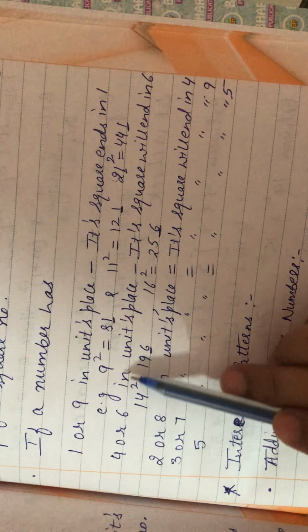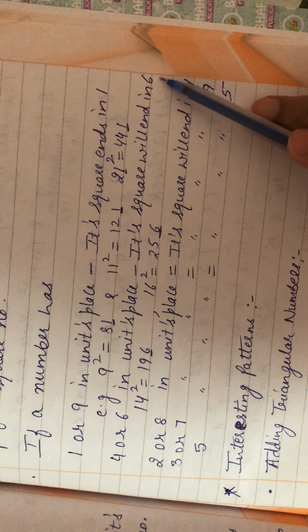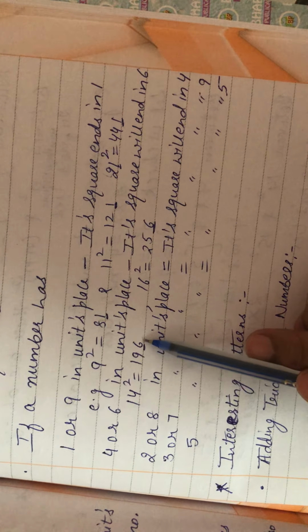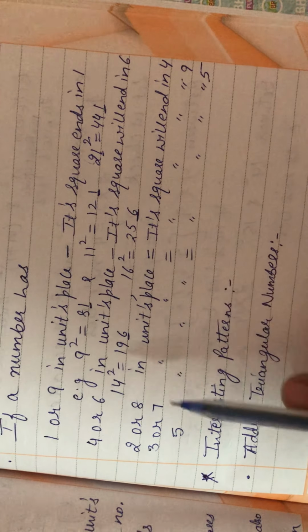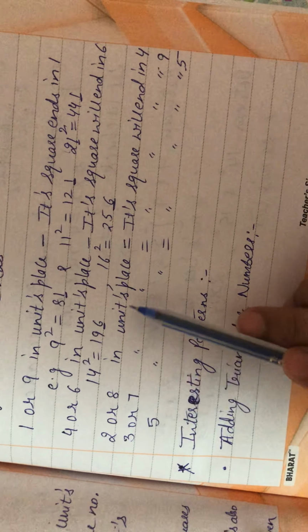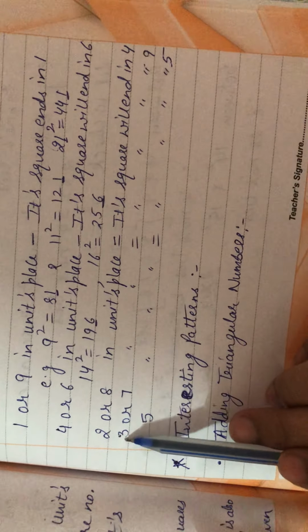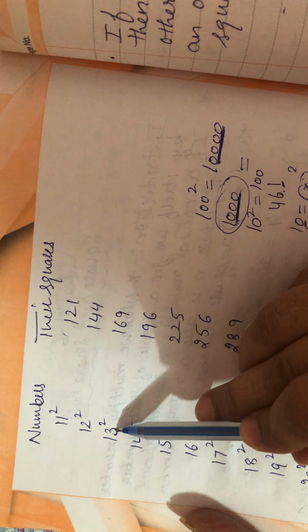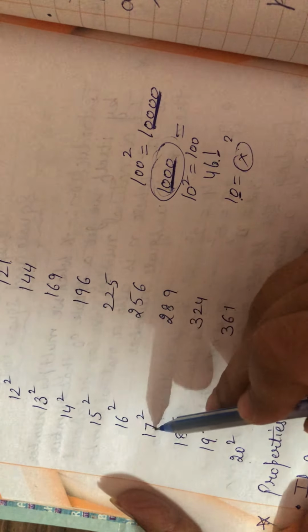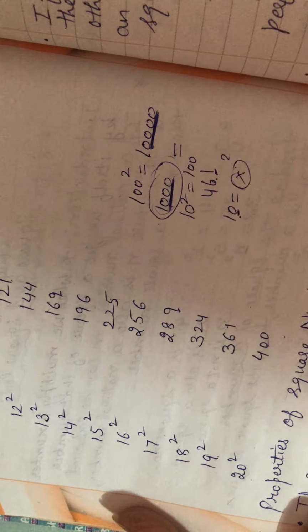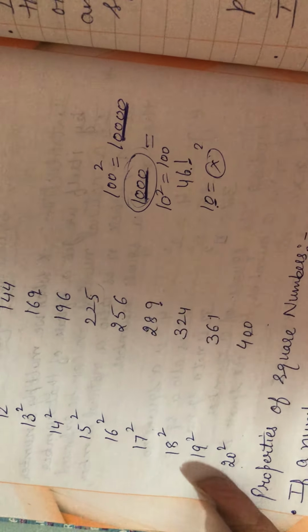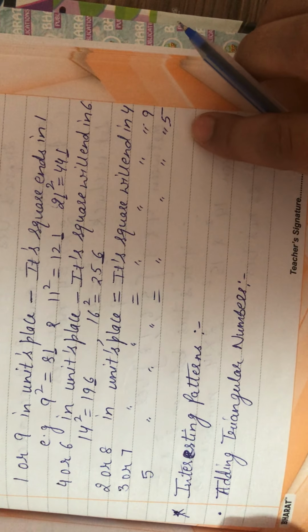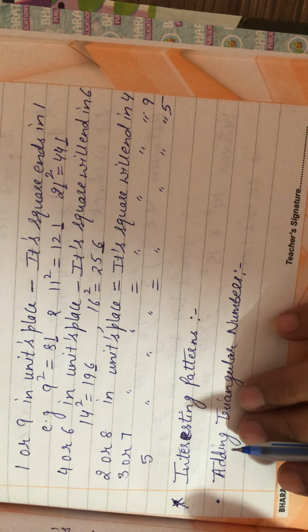Similarly, if a number has 4 or 6 in the unit place, its square will end in 6. 14 squared is 196, 16 squared is 256. Both will end at 6, but the numbers are ending at 4 and 6. Similarly, 2 or 8 in the unit place, its square will end in 4. If any number has 3 or 7 in the unit place, their squares will end at 9. And the numbers which end at 5, their square will always end at 5. Right? Now these are some of the properties of squares of numbers.